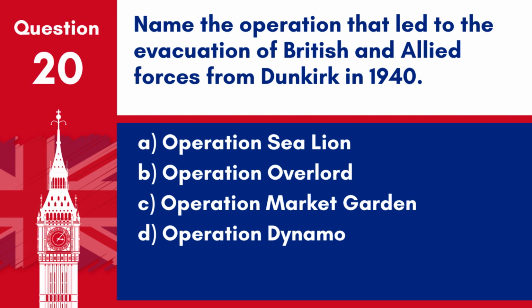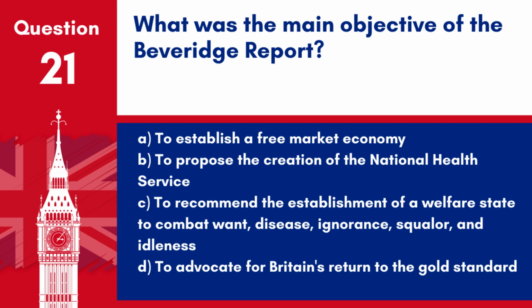A. Operation Sea Lion. B. Operation Overlord. C. Operation Market Garden. D. Operation Dynamo. Answer D. Operation Dynamo. Operation Dynamo was the code name for the evacuation of British and Allied forces from Dunkirk in 1940. Question 21. What was the main objective of the Beveridge Report?